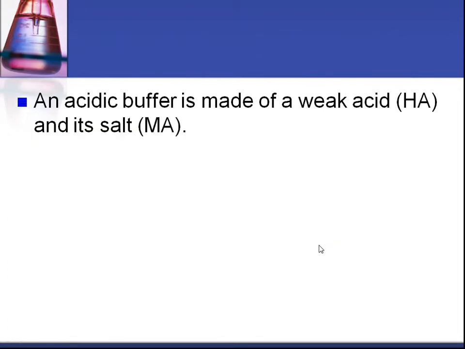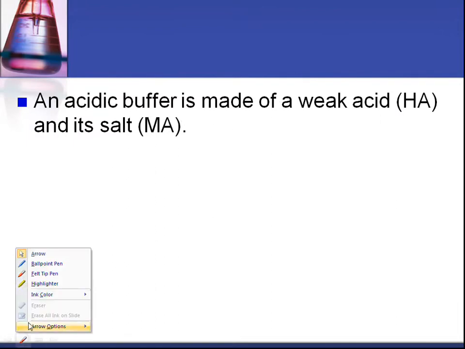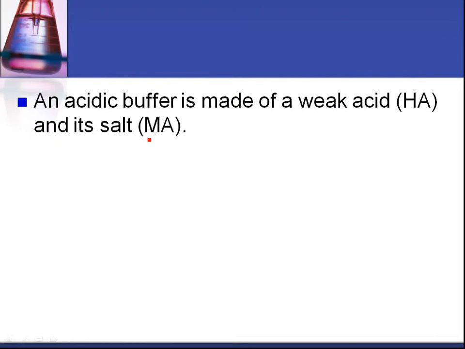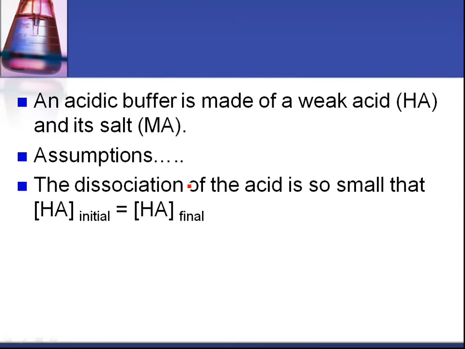Okay. So, from the previous video, we know that an acidic buffer is made of a weak acid, which we're going to call HA, and its salt, which we're going to call MA. Now, there are some assumptions that we make, and I'm going to cover those now. So, we assume that the dissociation of the weak acid is so small that the concentration of the acid initially is equal to the concentration of the acid in the equilibrium or final.